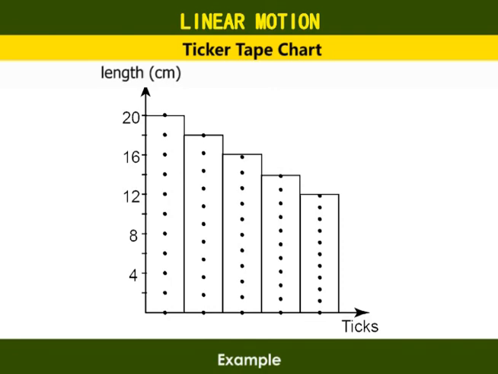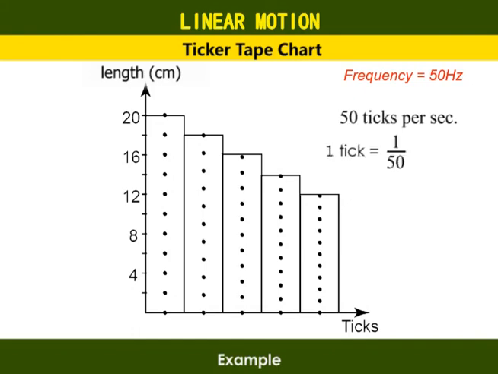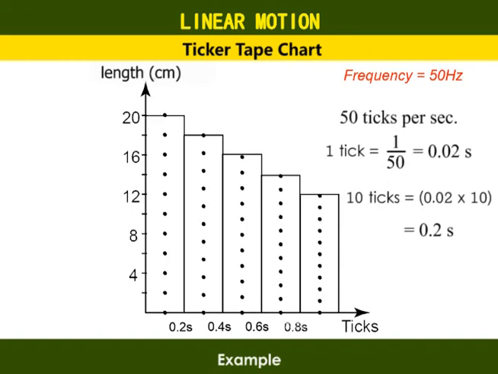The frequency is set at 50 Hz, meaning 50 ticks per second. So each tick is 1 over 50, which is equal to 0.02 seconds. It means 10 ticks will be equal to 0.02 times 10, which is 0.2 seconds. So we label the time on the axis as 0.2 seconds, 0.4 seconds, 0.6, 0.8, and 1.0 seconds.